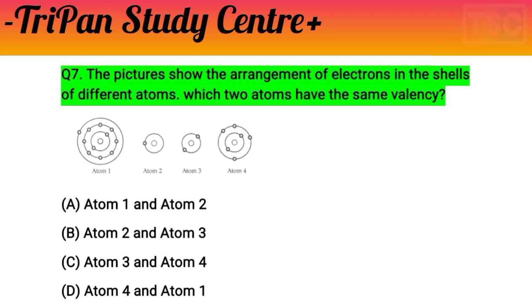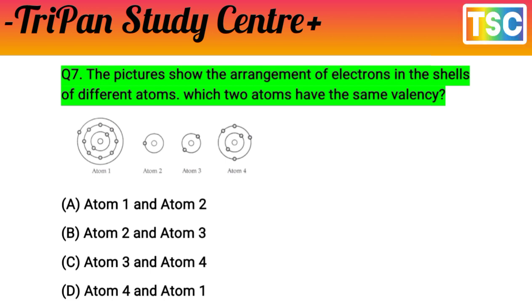It means atom 1 and atom 2 each have 1 electron in the outermost shell, so the valency electron is 1. The examiner's question is, which two atoms have the same valency? So A, atoms 1 and 2. It means option A is correct.